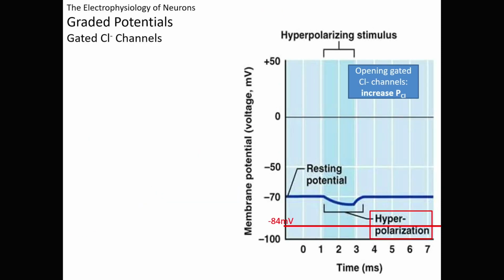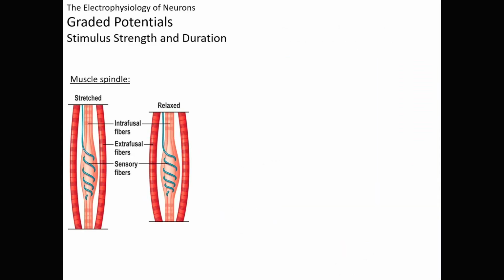Okay, where were we here? Okay. All right, so I want to talk next about some noteworthy properties of graded potentials. The first property, which I kind of mentioned before, is that the magnitude, but also the duration, of a graded potential is directly proportional to the strength and the duration of the stimulus that's causing it. The figure that I have talks about this in the context of muscle spindles.